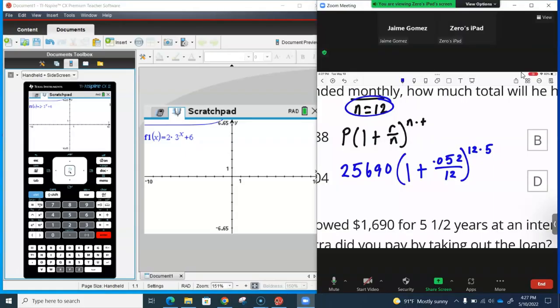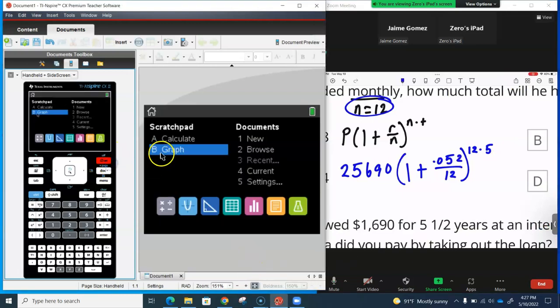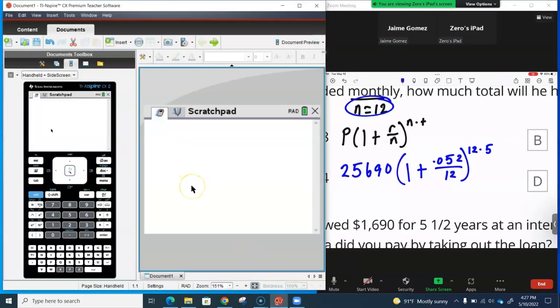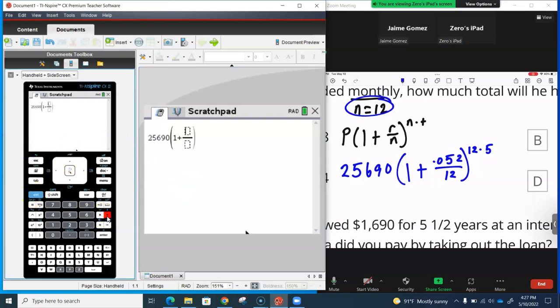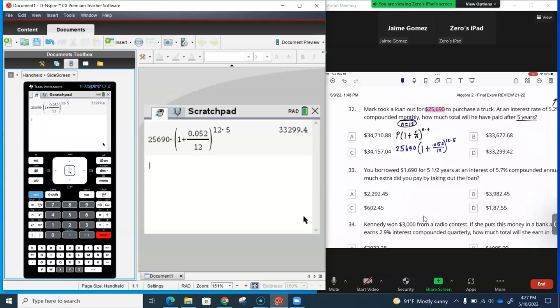Just put that in the calculator. 25,690, parentheses 1 plus a fraction, 0.052 divided by 12, and then on top we have 12 times 5. So 33,299. Where is this? Here it is. Letter D.